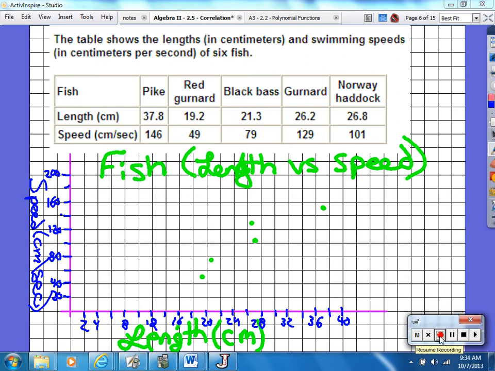So my next question before we actually use our calculator. Is this a positive correlation, negative correlation, no correlation? Which one? It's a positive correlation. So supposedly it seems the bigger the fish, the faster it is. Not always true, but for the most part, the bigger the fish is, the faster it seems to swim.